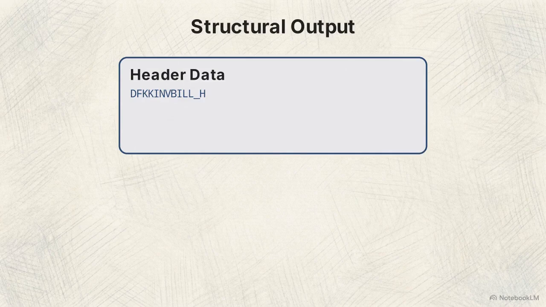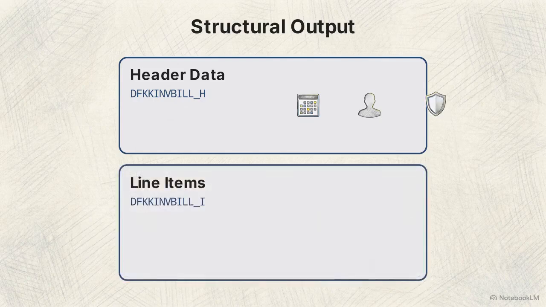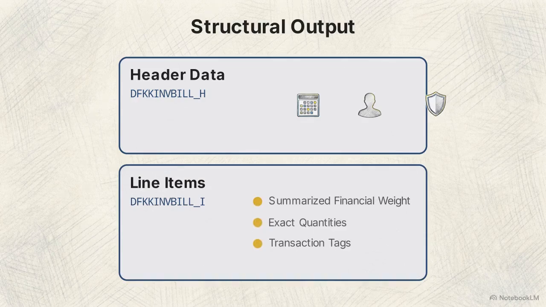This diagram shows the dual table architecture. The top-level header data, stored in table DFKKINVBILL_H, locks in execution dates, partner IDs, and status. Beneath that, the line items, stored in the _I table, hold the summarized financial weight, exact quantities, and transaction tax.